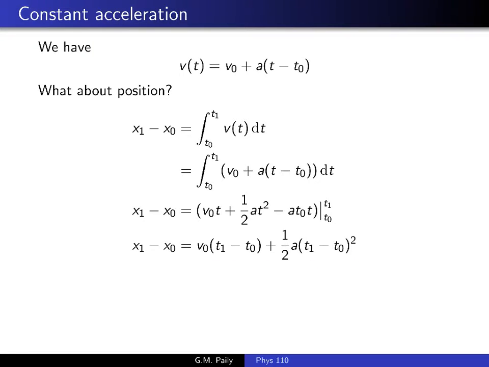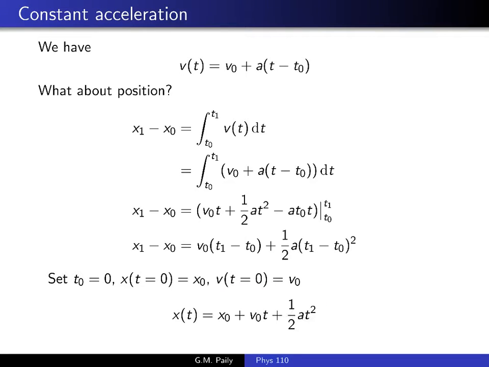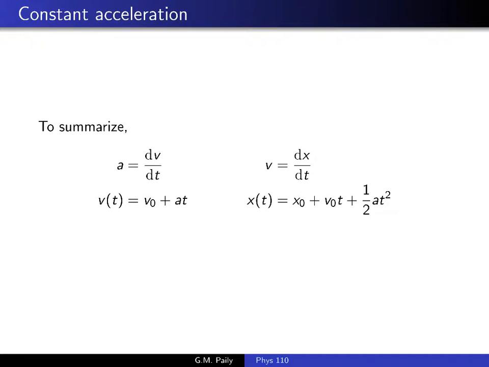We get this expression. And once again, we can set t0 equals 0. We can call the initial position x0, the initial velocity v0, and we achieve this familiar form for the final position as a function of time, given the initial position, the initial velocity, the time, and the acceleration. Once again, remember the acceleration is a constant.